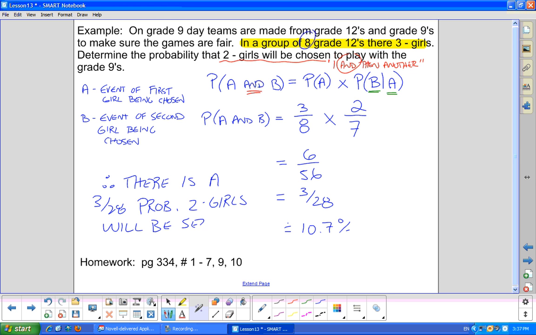So again, if you pick a girl, you change all the numbers, and that's what happened. We had 3 girls in a group of 8. We took 1 girl out, so we no longer have 3 girls, we're down to 2. We no longer have 8 people, we're down to 7. So that's when you're dealing with a conditional probability. And that's how you decide which is the one to use.